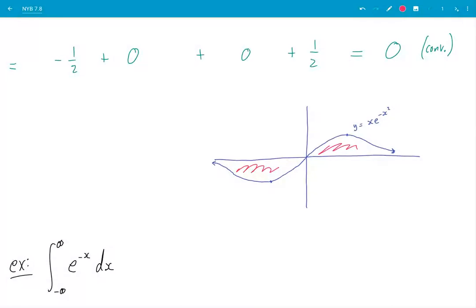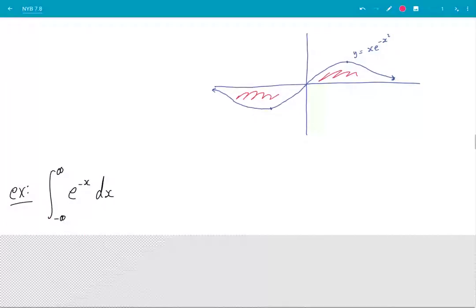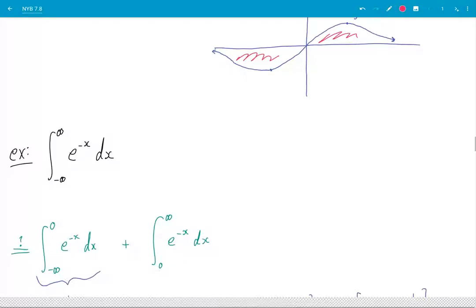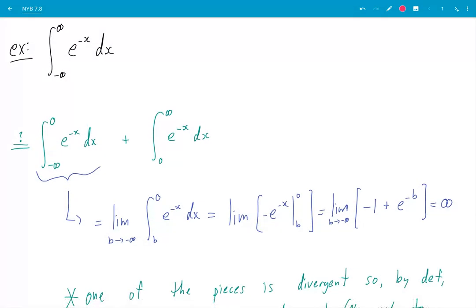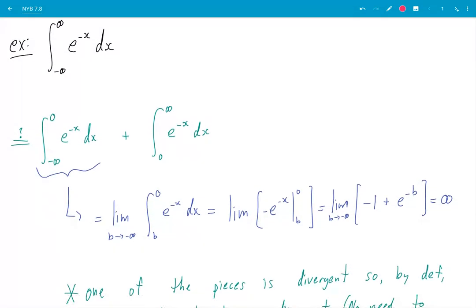Okay, I want to do one that's doubly infinite and diverges, just to show you. Okay, very simple. Very simple integral, but maybe pause and copy before I blather anymore.